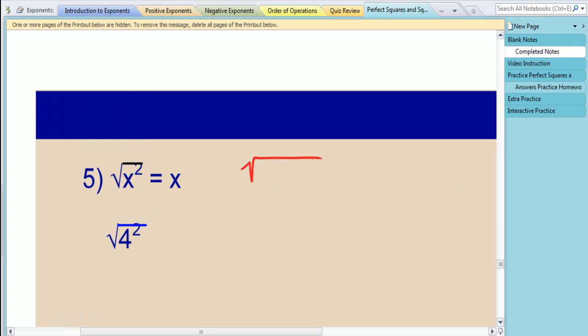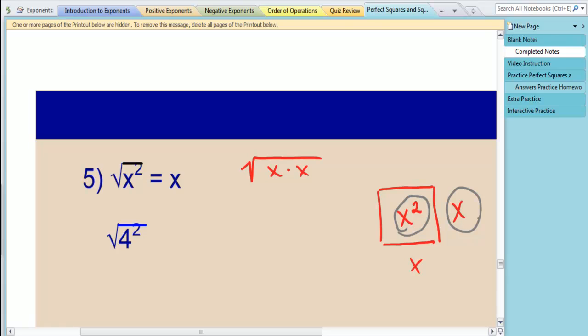So think about what x squared is. x squared means x times x, right? So if we think about our square, x squared is the area, and x must be the length of the sides. So the square root is always the length of one side, so our square root is x, and then the perfect square is the area in the middle, which is x squared. So the square root of x squared is always x.